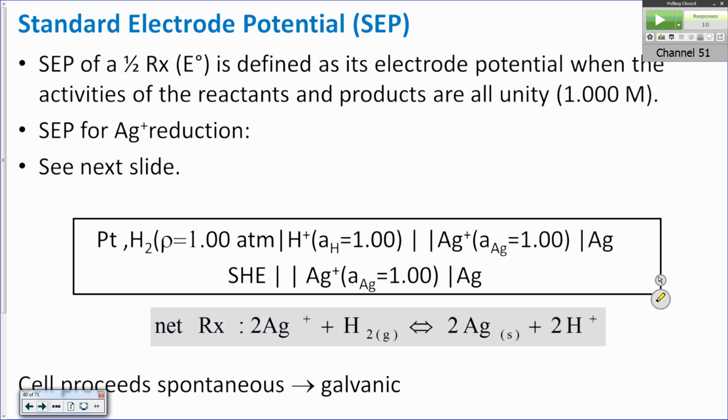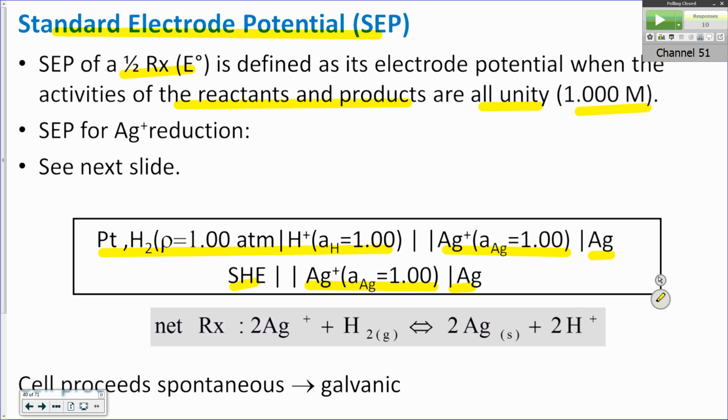So we've defined standard electropotentials, SEPs, of a half reaction of interest, and we do it when all of the products and reactants in that system are at unity, at 1 molar in terms of activity. So if we look for the reduction of silver, we'll go look at it on the next page, but here's the half cell, or the cell that represents that in shorthand notation. You have a SHE electrode on one side. On the other side, you have silver there at 1 molar. So you've got your 1 molar activity of silver.